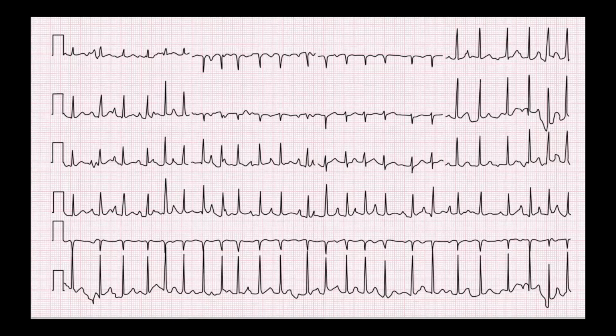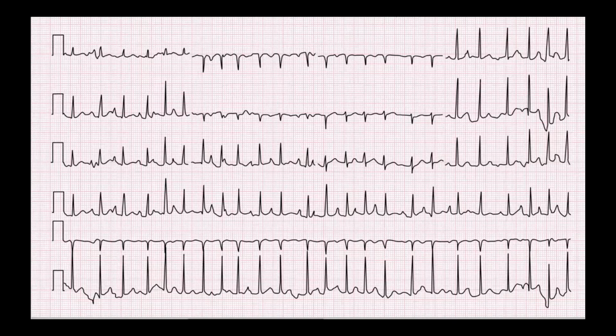So we'll start now the interactive part, the ECG cases. So we'll take the first ECG. Who will volunteer for the first ECG? Dr. Suhair, you want to start? Yes.